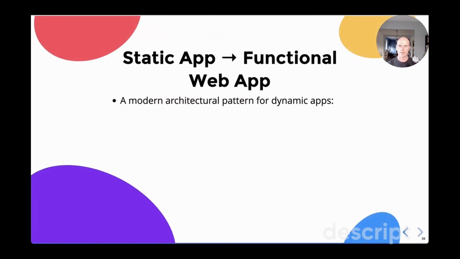When it comes to static apps versus a functional web app, we kind of look at this as being a modern architectural pattern for dynamic apps. I mean, static apps are great, especially if you don't need dynamic content. But once you do, you kind of need to look for a completely different architecture. And I think FWA is what you may want to look at next. Everything is HTML first, and then we use progressive enhancement. So it doesn't matter if JavaScript isn't enabled or if it fails to download. By putting HTML first down to the client, things are just going to work no matter what happens.